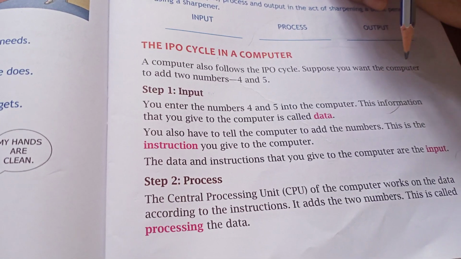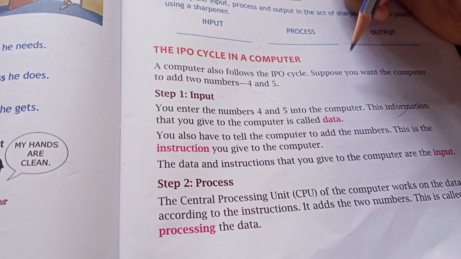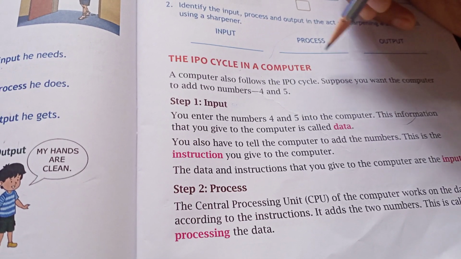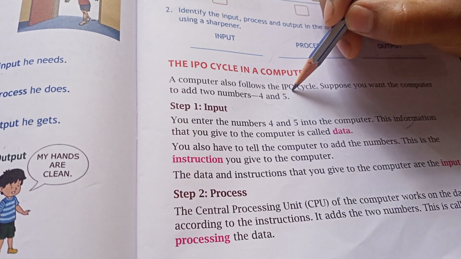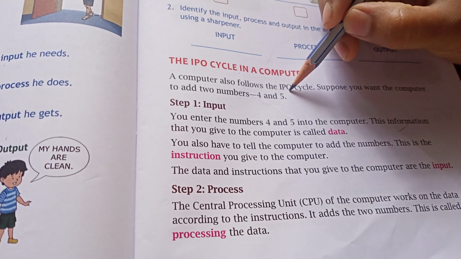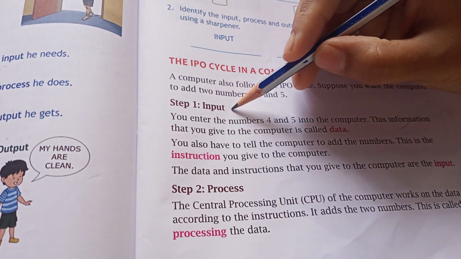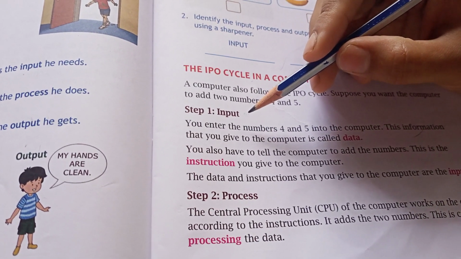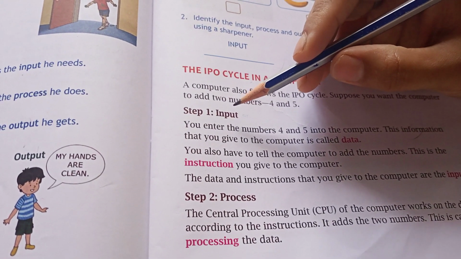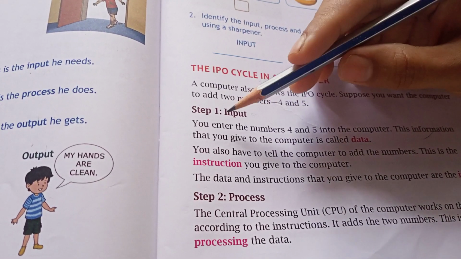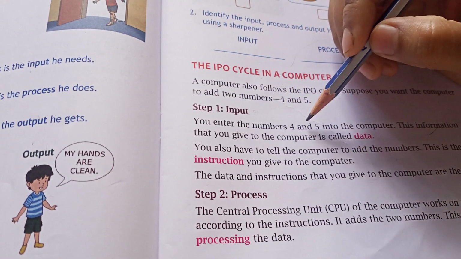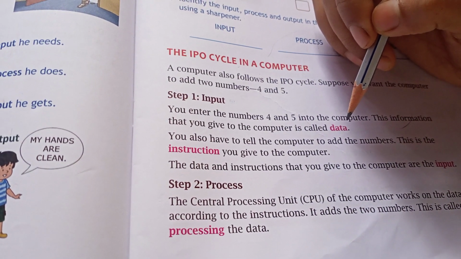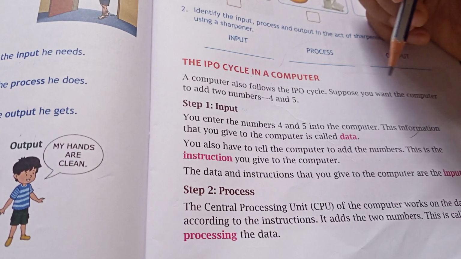Suppose you want the computer to add two numbers, the numbers 4 and 5. For that, what do you have to do? Step 1 is always input, the second is process, and the third is output. In step 1, input, you enter the numbers 4 and 5 into the computer. On the keyboard, we first enter the numbers 4 and 5.